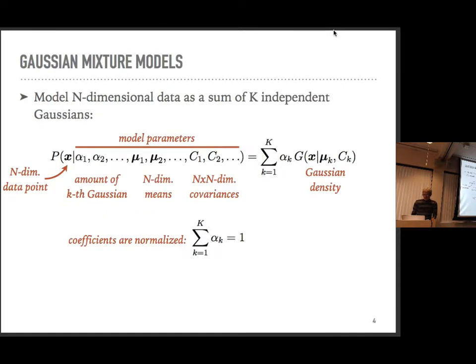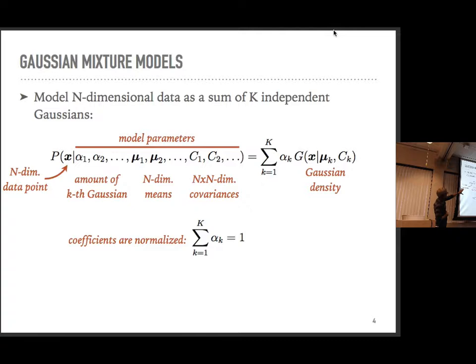Okay, so first of all, Gaussian mixture models. The idea here is that we've got n-dimensional data. A constant, capital N, is the dimension that we're living in. And we want to model it as a sum of independent Gaussians. So we have K of those, capital K.